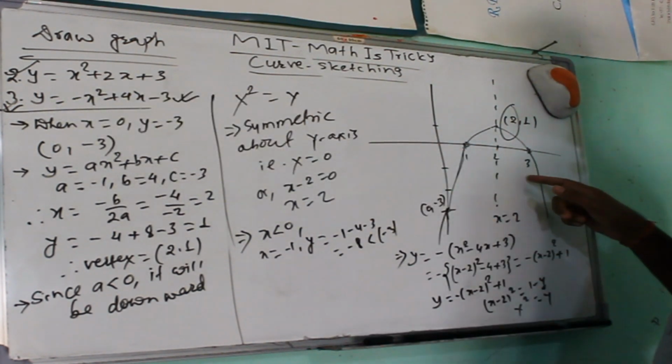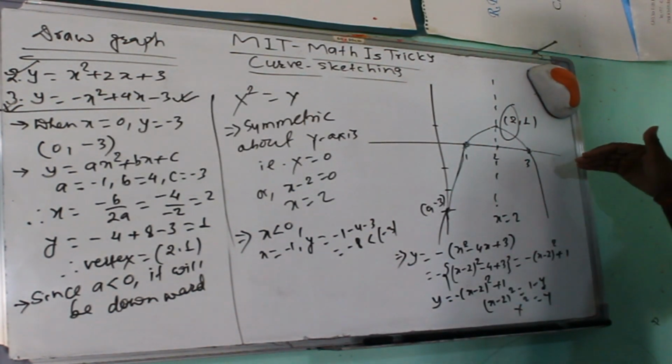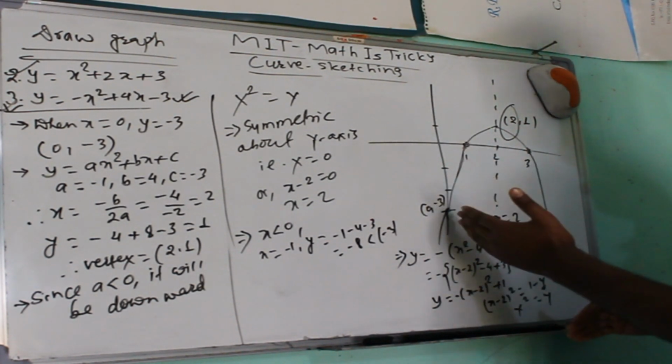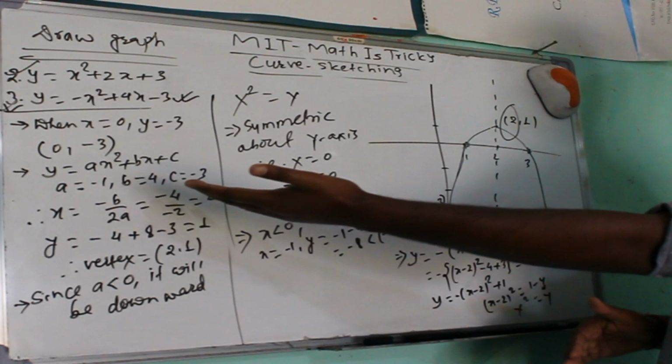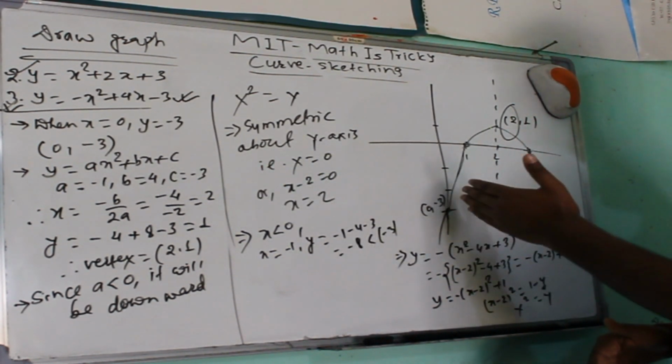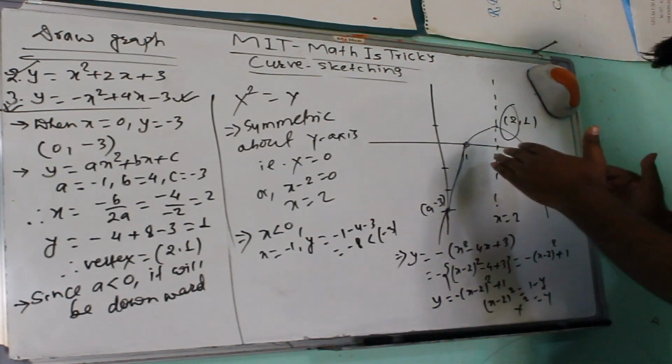So what do we get here? If we put 4 here, we get a negative value, so it is going downward. And similarly, what will happen when x is negative? Take any negative value like minus 1 or so, we have seen that it is again negative, so it will be going downward.